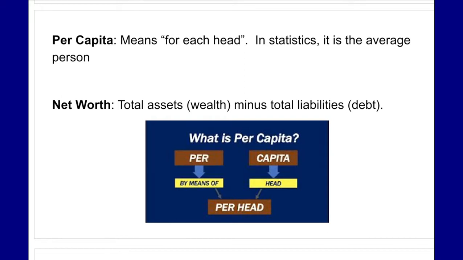And per capita means for each head. So in statistics, when you hear the term per capita, you're thinking about the average person, or based on an average person or all average people in terms of whatever the situation may be. Usually we're looking at countries. So per capita means per the average person of that country.